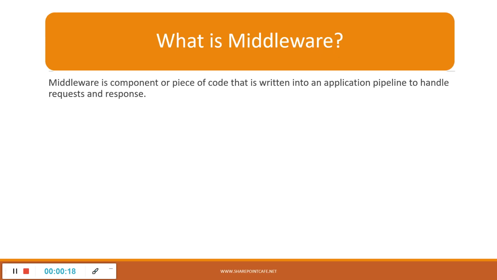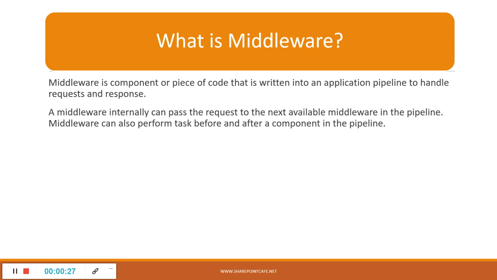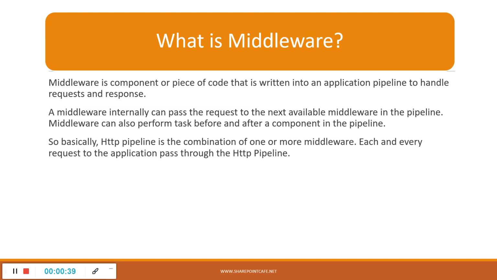What is middleware? Middleware is a component or piece of code that is written into an application pipeline to handle requests and responses. A middleware can pass the request to the next available middleware in the pipeline. Middleware can also perform tasks before and after a component in the pipeline. So basically, the HTTP pipeline is the combination of one or more middleware. Each and every request to the application passes through the HTTP pipeline.